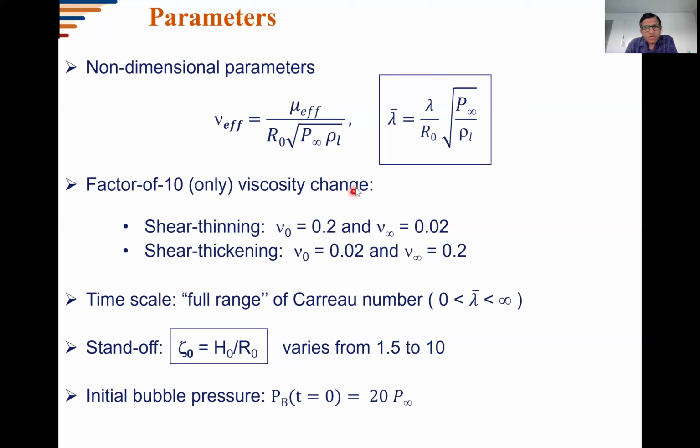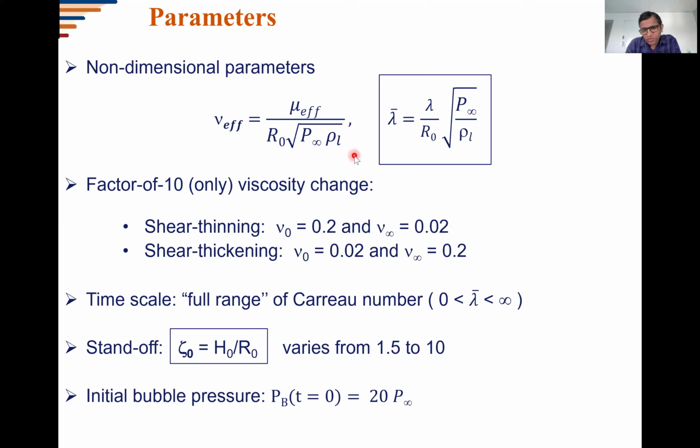One can come up with these key non-dimensional parameters, which are the effective viscosity scaled with these primary characteristics: the initial bubble radius, which is the length scale, P infinity, which is the surrounding fluid pressure, and rho L, which is the density of the surrounding fluid. So this can be thought of like an effective Reynolds number. And then another important scale is the non-dimensional material constant, which can be thought of as the rate at which viscosity undergoes transition scaled by the rate at which the bubble undergoes collapse. So it gives an idea of these two time scales basically.